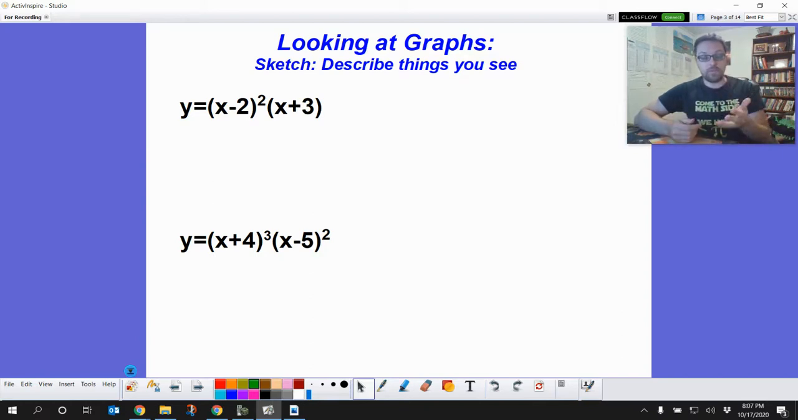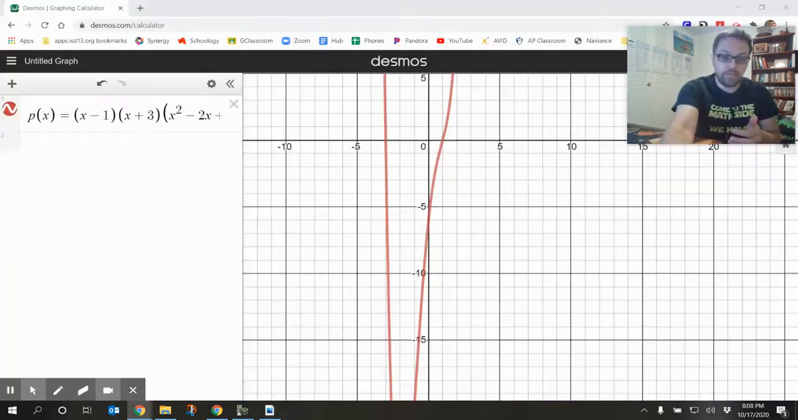We talked in the very first day about multiplicities of a zero, and using that to determine what's going on with our graph.